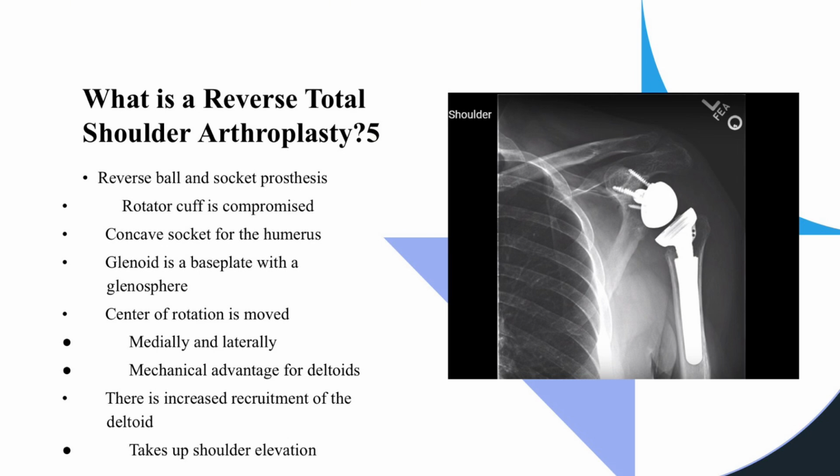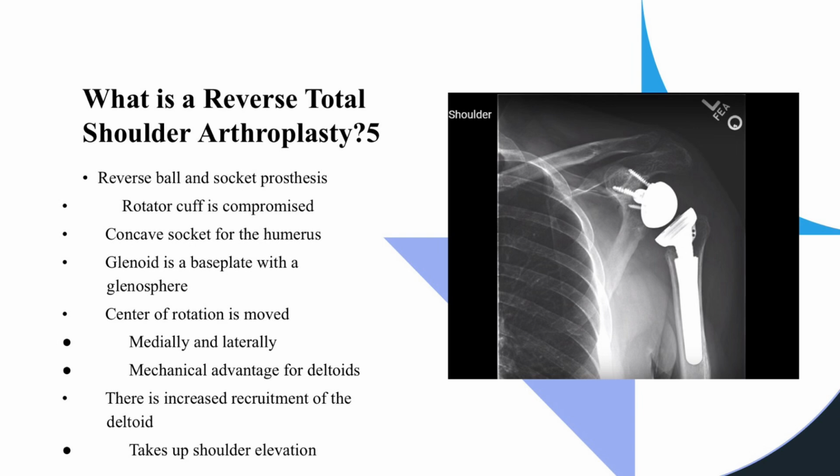And then next, for an RTSA, or reverse shoulder arthroplasty, according to Dutton in the clinical pearl on page 629, it defines what it is. This type of procedure is used in place of the original shoulder joint, mainly where parts of the rotator cuff have been compromised or damaged over time.